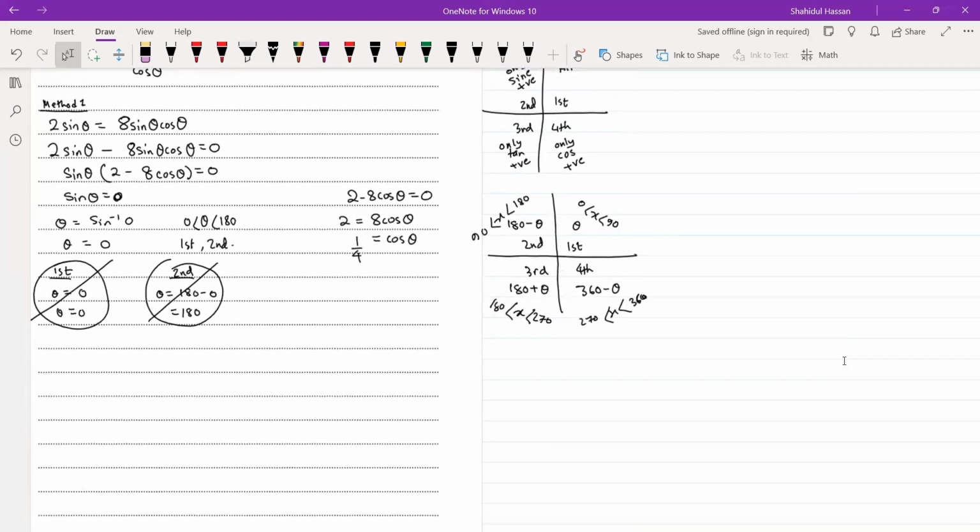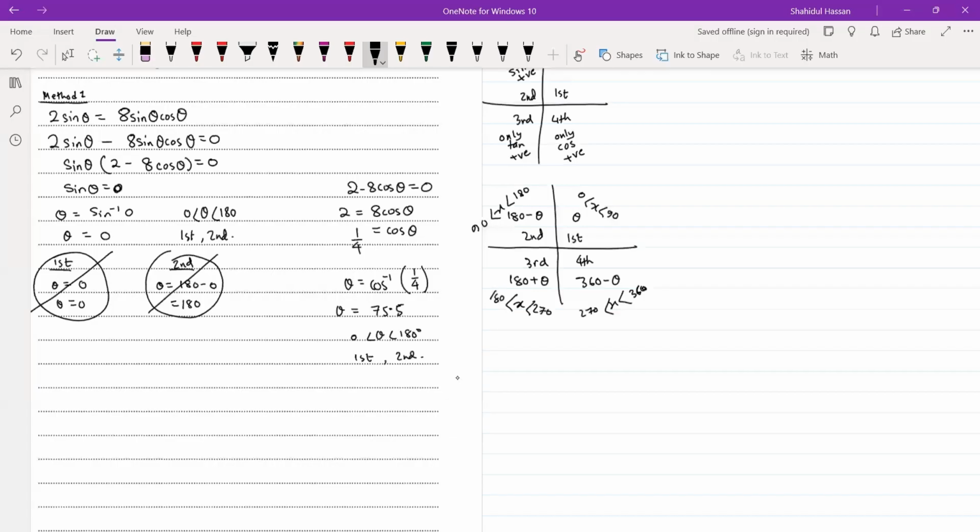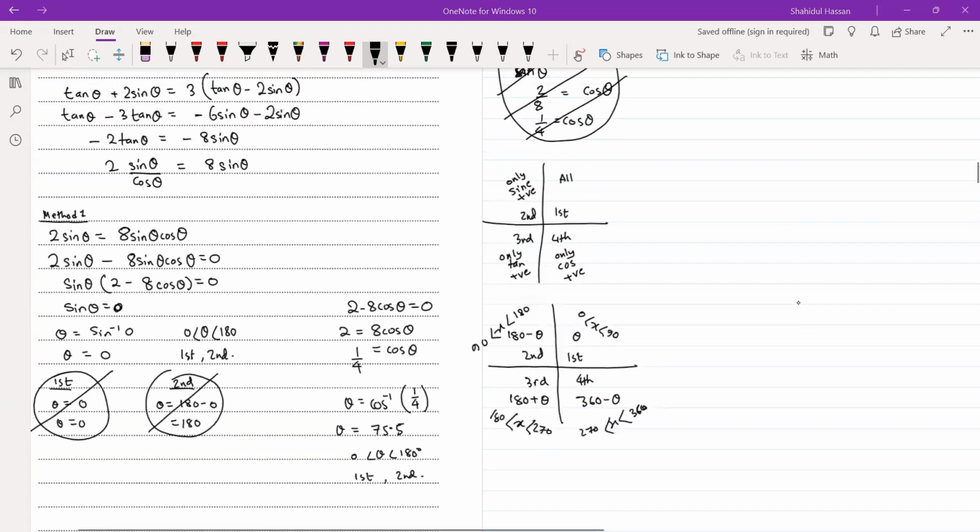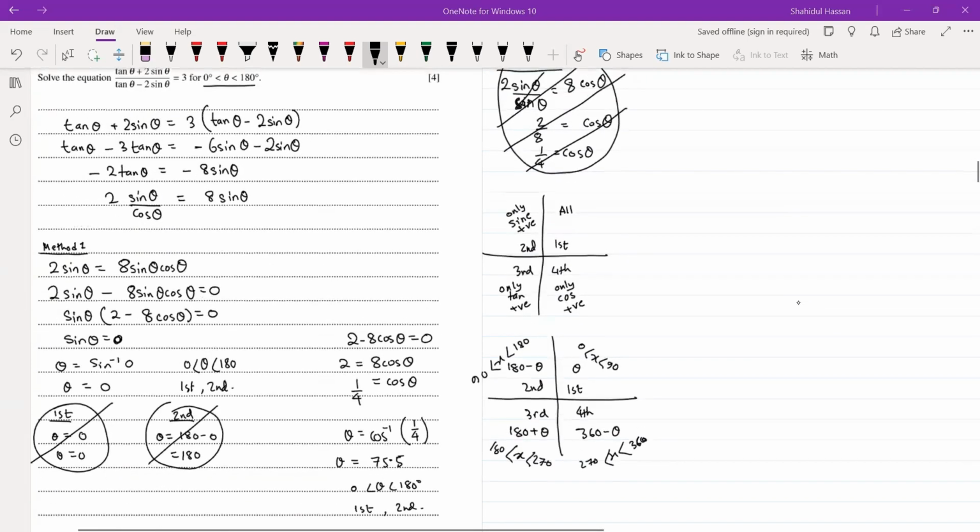Yes, sir. Okay. Here cos theta equals 1 by 4. So here we have theta is equal to cos inverse 1 over 4. Now what does my calculator say? Cos inverse 1 over 4, anyone? That's equal to 75.5. So here we have theta is equal to 75.5.